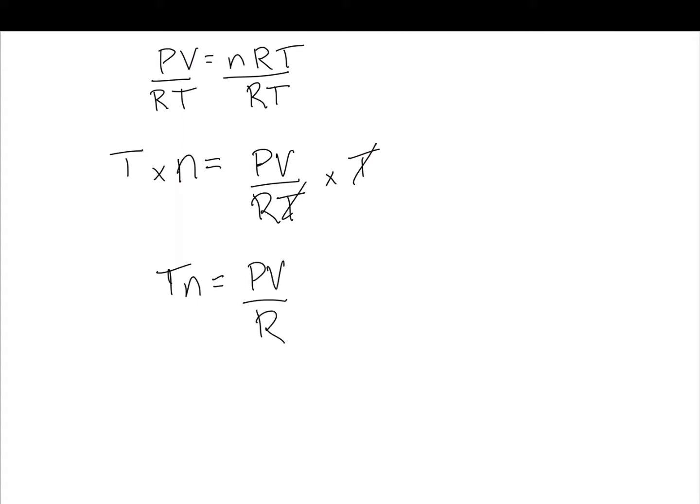So t is in the numerator now, but it's not isolated. So we'll divide both sides by n to isolate t, which will leave us with t is equal to pv over r times n. So the equation is solved for t.